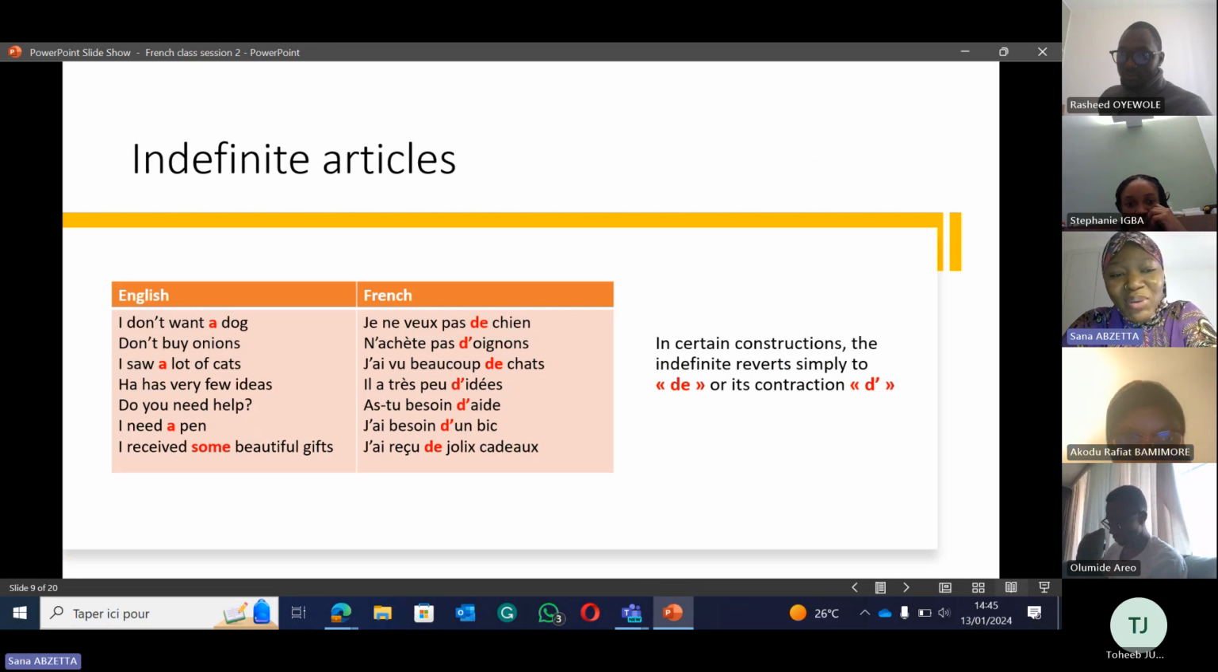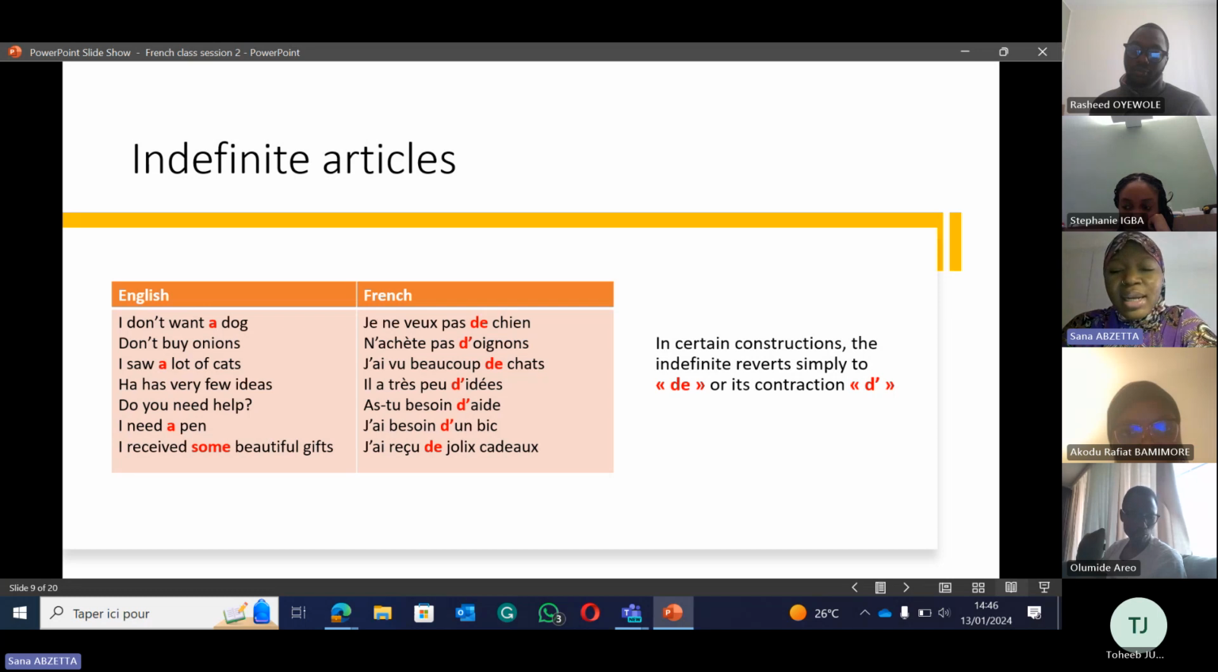And this is the last rule we will learn here. Sometimes when you want to use "a" in French, normally it's translated by un if it's a singular masculine word, or une if it's feminine. But sometimes you just use de, or the contracted form, d plus an apostrophe if the following letter is a vowel.